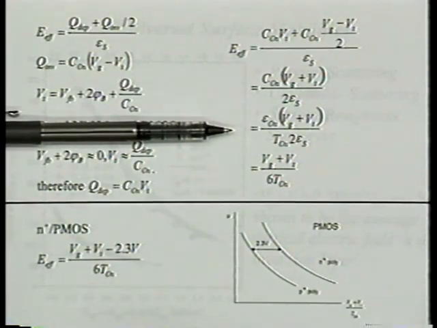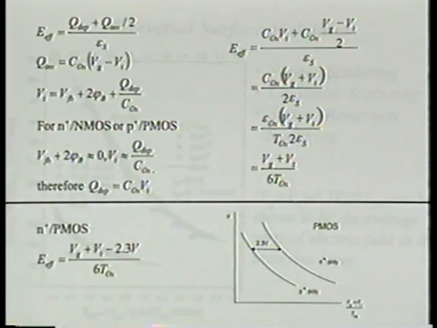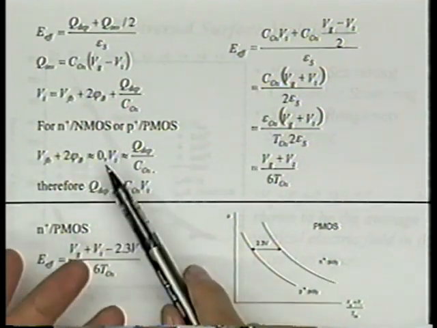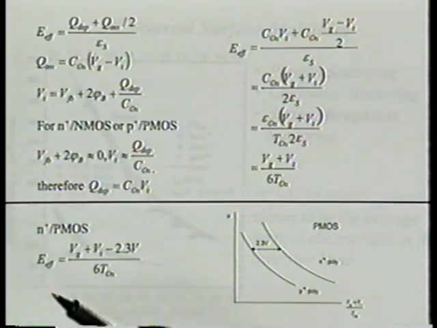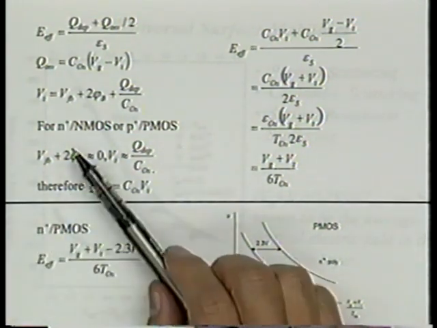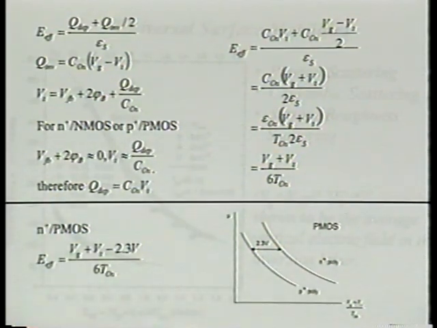Well, it's about minus 0.1 or 0. Thank you. VFB plus 2 phi B is about 0.1 or 0. Today, for simplicity, I'm very glad you remember it's actually not 0, but 0.1, or minus 0.1. For N plus MOSFET or P plus MOSFET, both happen to be 0.